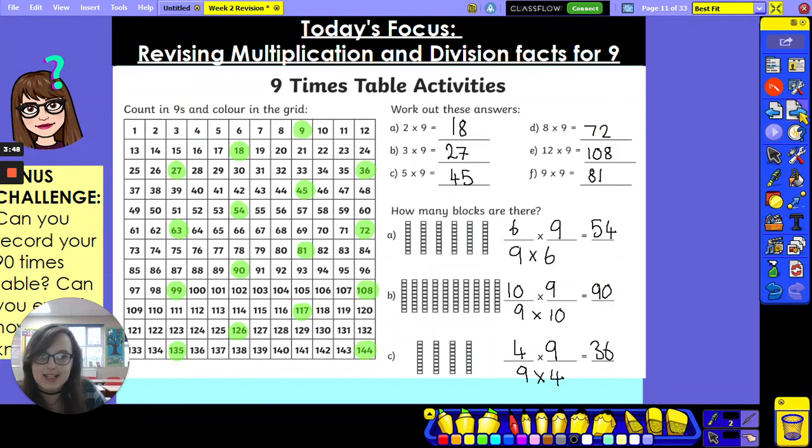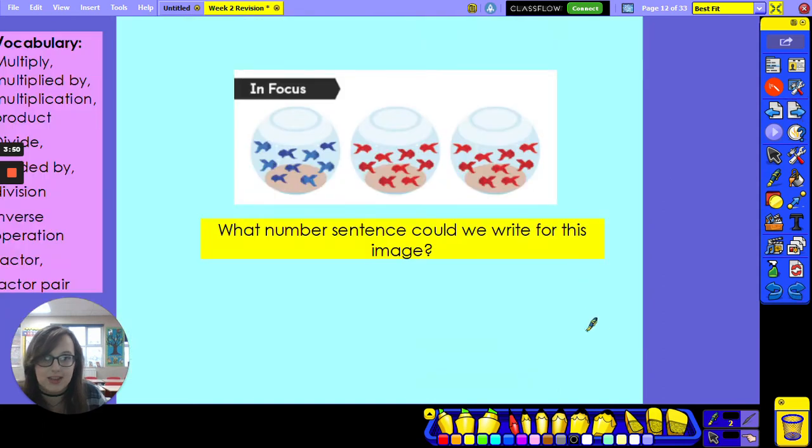Let's have a look at some questions together then. So to start off, I've got some bowls of fish. And there's lots of things that we could do to describe this picture, lots of number sentences that we could take from it. I can see there's the same number of fish in each of these bowls. If I count them out to check, 1, 2, 3, 4, 5, 6, 7, 8, 9. There's 9 in this bowl, 9 in this bowl, and you guessed it, 9 in this bowl as well.